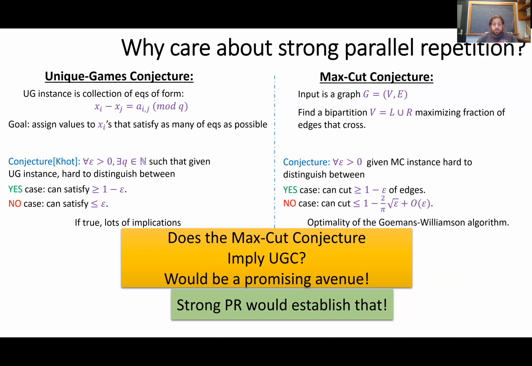So this is it. And I should mention that the other direction is known. It's known that the Unique Games conjecture does imply the max-cut conjecture. So in actuality, what we're asking here is whether these two conjectures are equivalent or not.